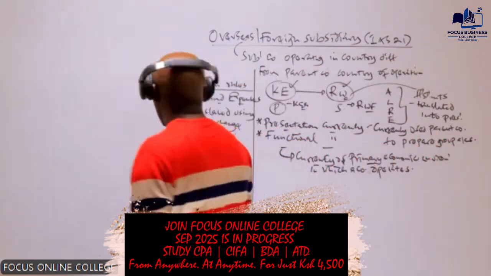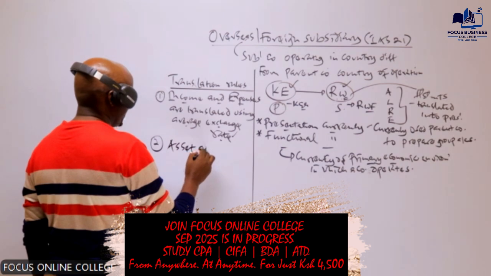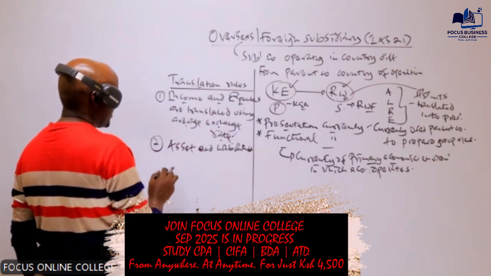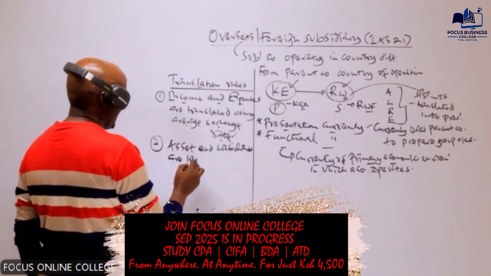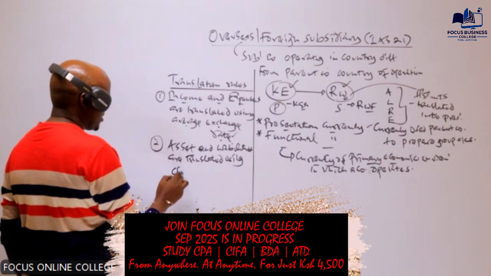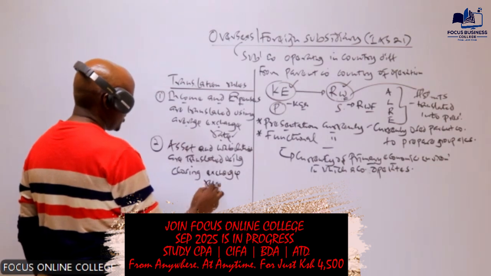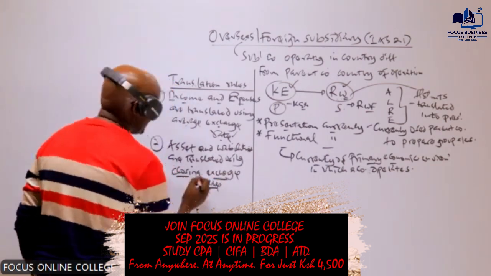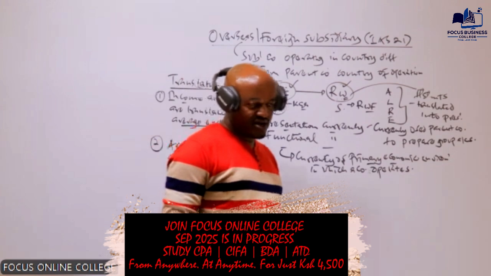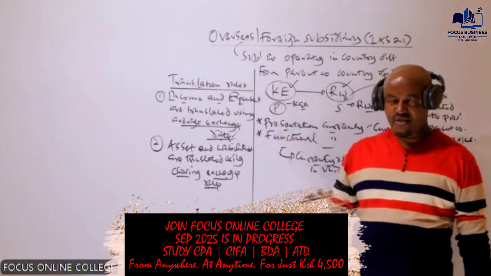Number two, when translating the assets and liabilities of the foreign subsidiary into the presentation currency, these are translated using the closing exchange rate. This is the exchange rate at the end of the year. If you are able to know that, then questions on preparation of group accounts with a foreign subsidiary become very, very simple.